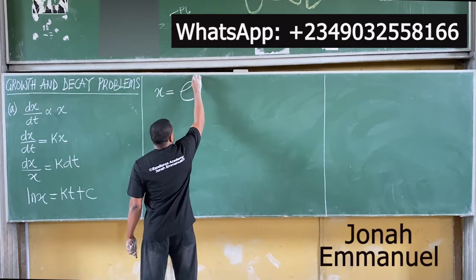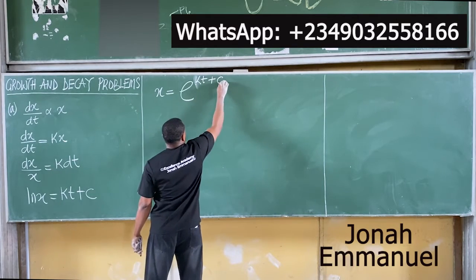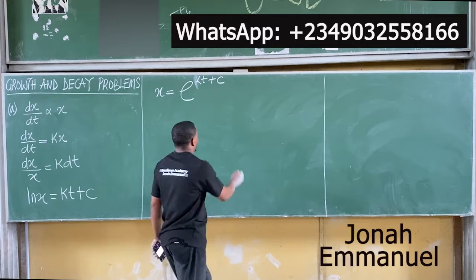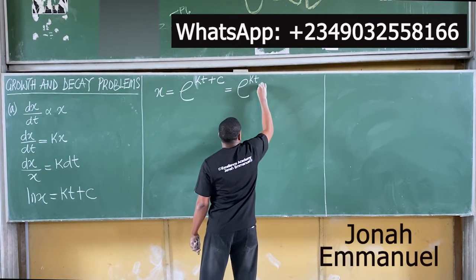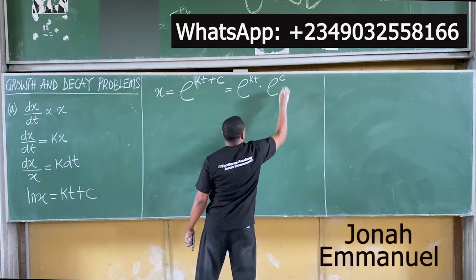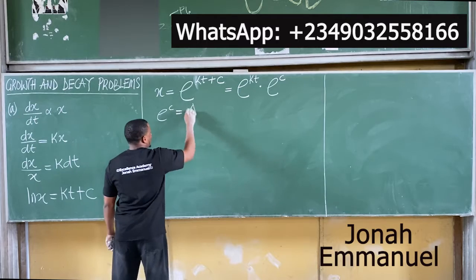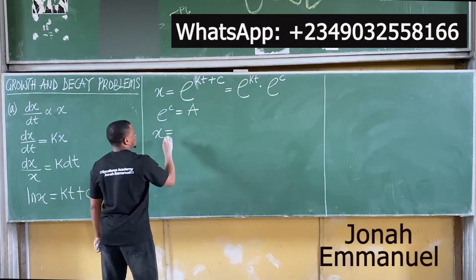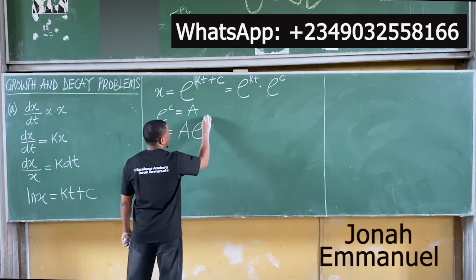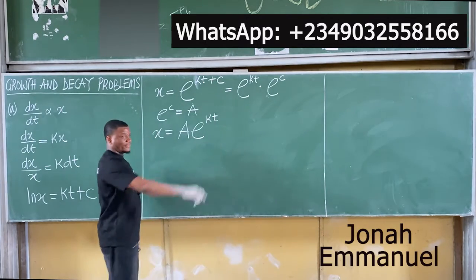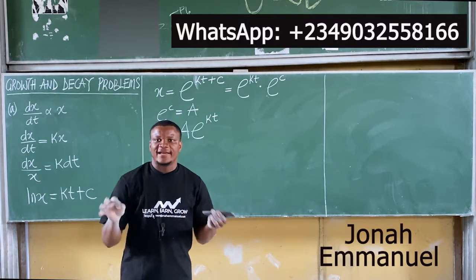exponential kt plus c. We've already done this before. So this is equal to exponential kt multiplying exponential c. And we said exponential c should be equal to A. So x will now be equal to A exponential kt. We've done this already in full, so let me save your time. Now, this is more like a vague expression.